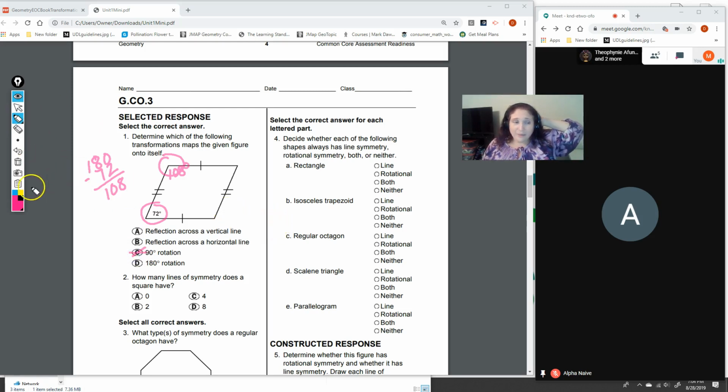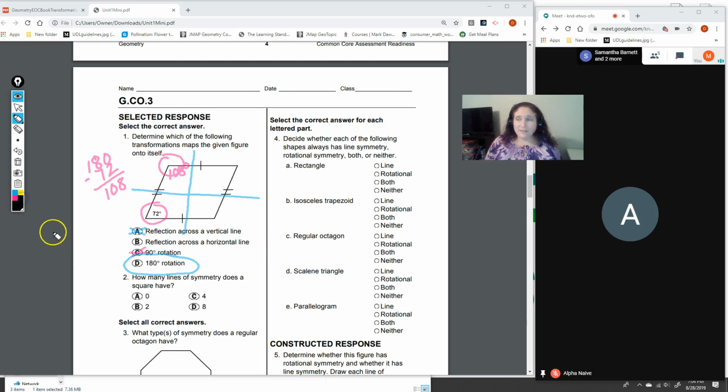Now, can we do a reflection on a vertical line? There is no vertical line that we can use to fold it, because these degree measures are not the same. So the answer is no here. And same thing for a horizontal line. There is no horizontal line that'll let us fold that shape. So the only thing it could be is a 180-degree rotation.